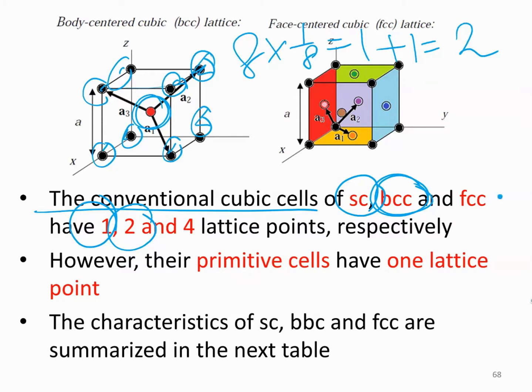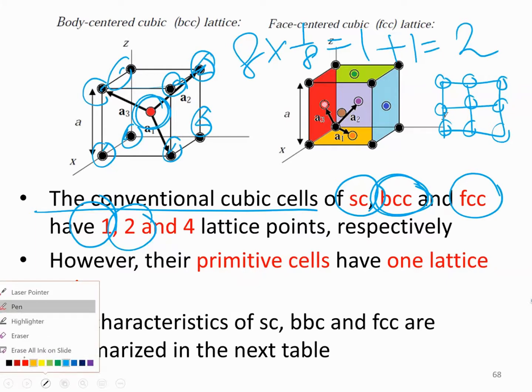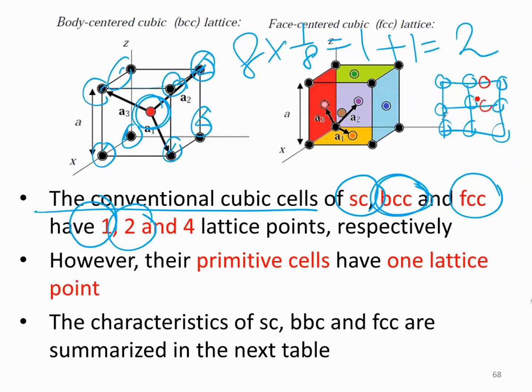Next, how about face-centered cubic? Face-centered cubic looks like this. So we have atoms at the corner, in 2D let's say, and then for face-centered cubic, the atom is located here. So this lattice point is shared by 2 unit cells. 1 unit cell, 2 unit cells. Right. So we have 1, 2, 3, 4, 5, 6, 7, 8. 8 times 1/8. These are the corner ones.